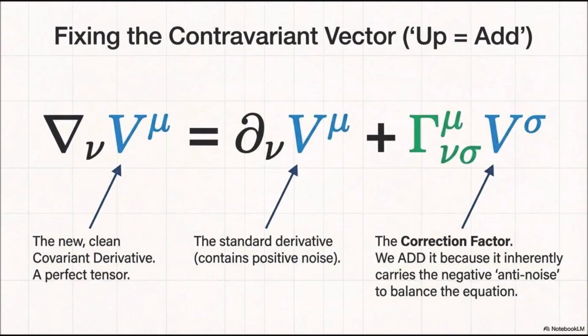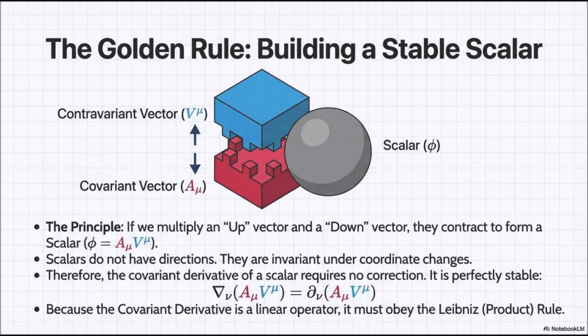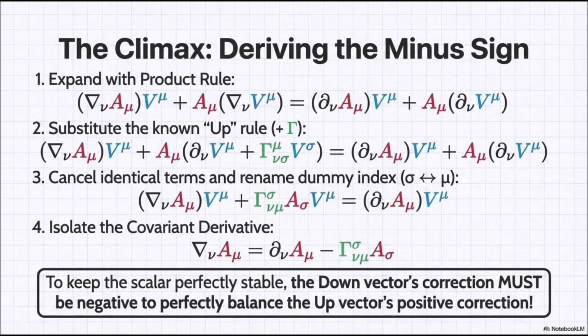On the far left, we have the term a subscript mu times the partial derivative subscript nu of v superscript mu. And if you distribute the multiplication on the right side, you'll see the exact same term sitting there. Because they are perfectly identical on opposite sides of the equal sign, the text tells us we can completely cancel them out. They just vanish. Let's look at the cleaner equation that's left behind.